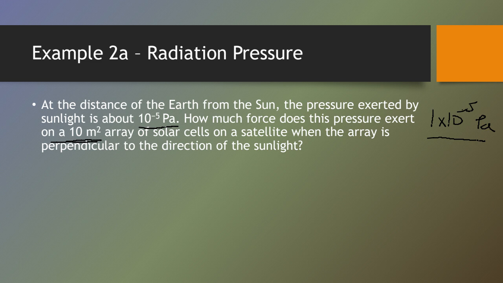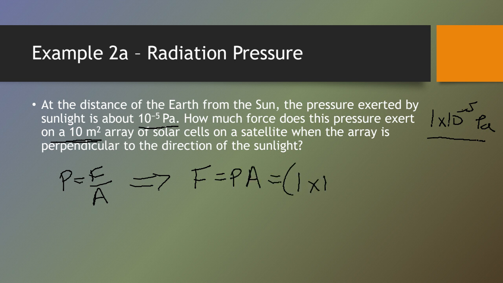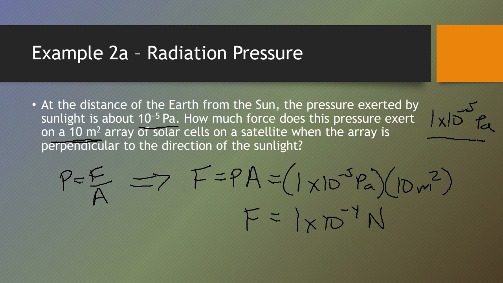And so, if we know the pressure is equal to the force divided by the area, we can solve for the force, which is just the pressure times the area. So 1 times 10 to the minus 5 pascals times 10 meters squared. That gives us a force of 1 times 10 to the minus 4 newtons. And so this is the force of the sun on that solar array or the satellite.